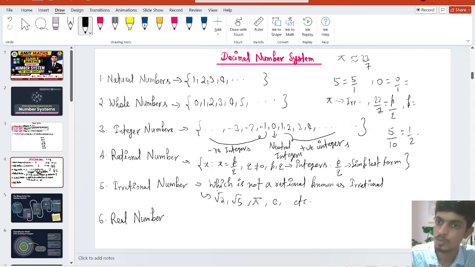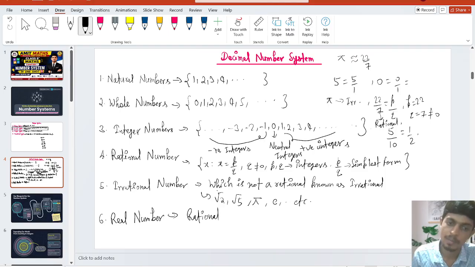Here p is equal to 22 and q is equal to 7, and it's also in simplest form. q is not equal to 0 and both are integers. Hence the definition is satisfied, so this is rational. But pi is irrational, remember that. And what is a real number? All rational or irrational numbers are known as real numbers, means every rational or irrational number is a real number. So either rational or irrational, always real.